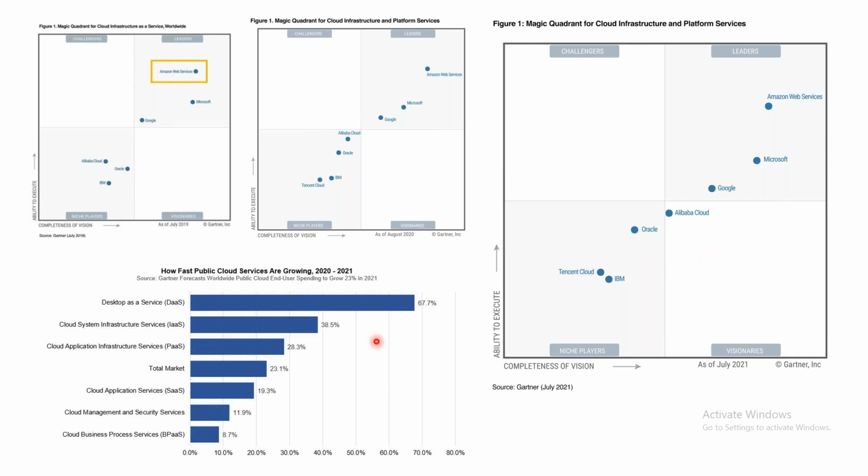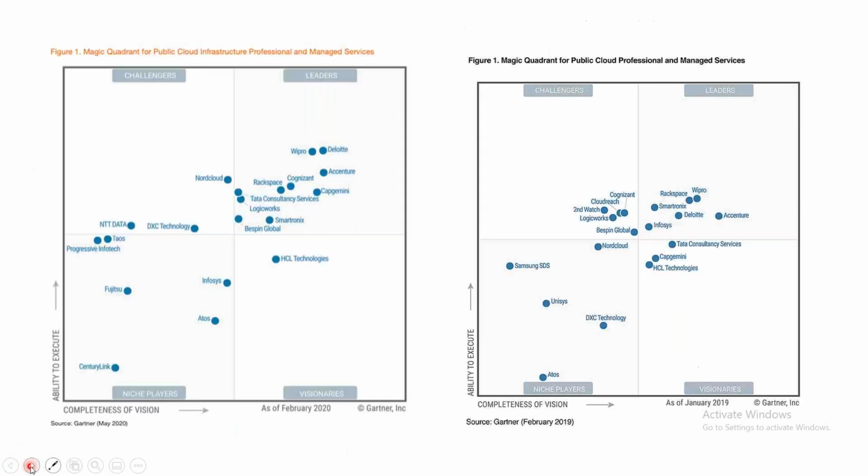Okay, similarly, let's go to the other areas. If you look at the IT companies, look at 2019 to 2020. In 2019, TCS was in visionary.